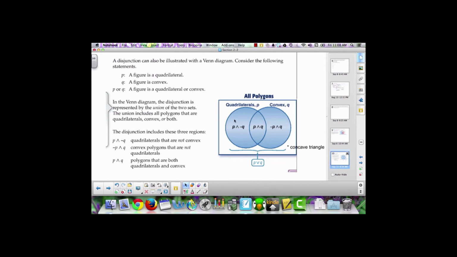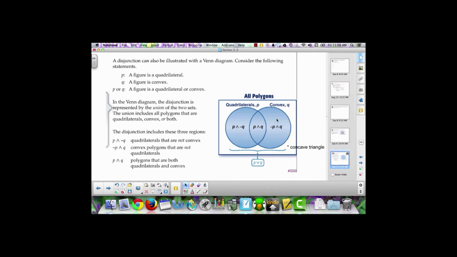If I were to take an example over here, something that is a quadrilateral but is not convex, like a concave quadrilateral, a concave quadrilateral is a quadrilateral, or a concave quadrilateral is convex. Even though one of those parts is false, one is true, so that statement is true.